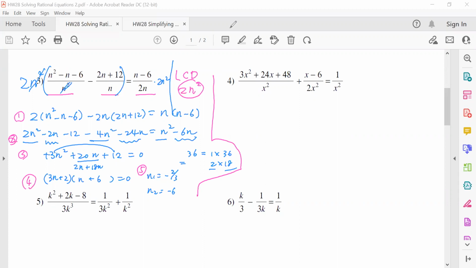Okay, let's see number 4. Number 4. Here is a very quick one: 2x squared is the least common denominator, right? So both sides times 2x squared. Left, right. Okay, so what do we need to do? We just distribute inside first. Here you get 6x squared plus 48x plus 96.